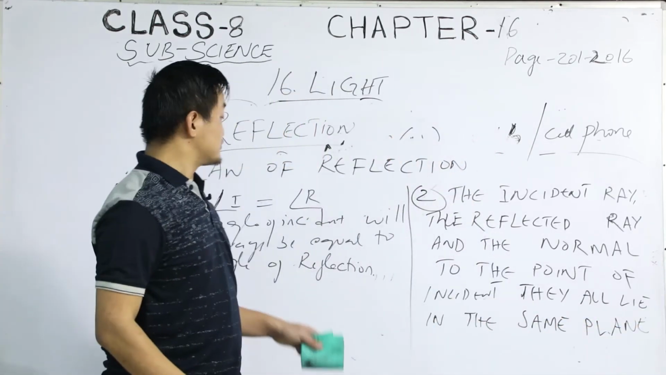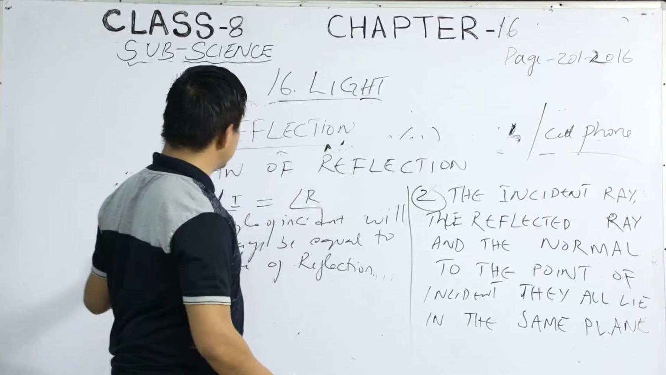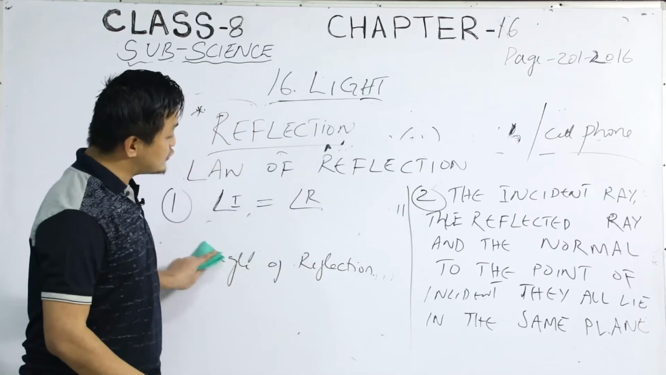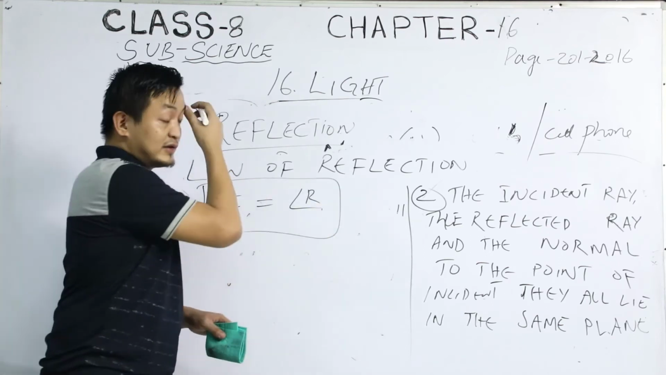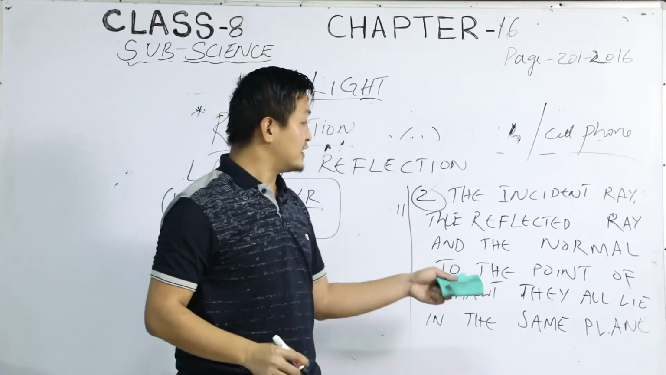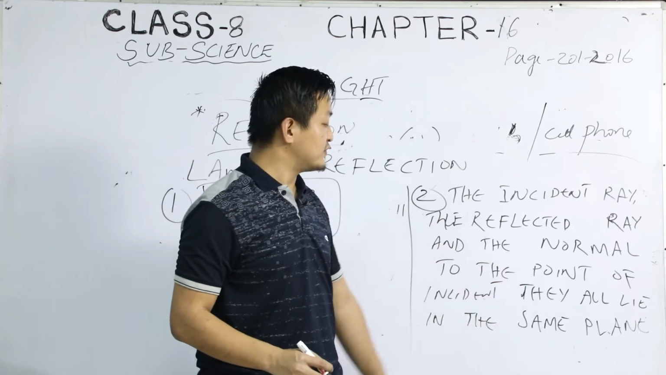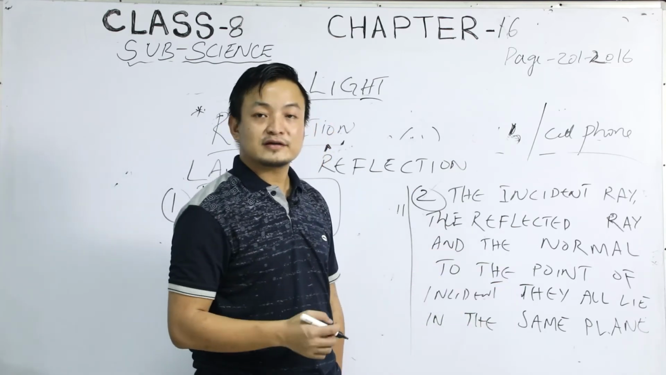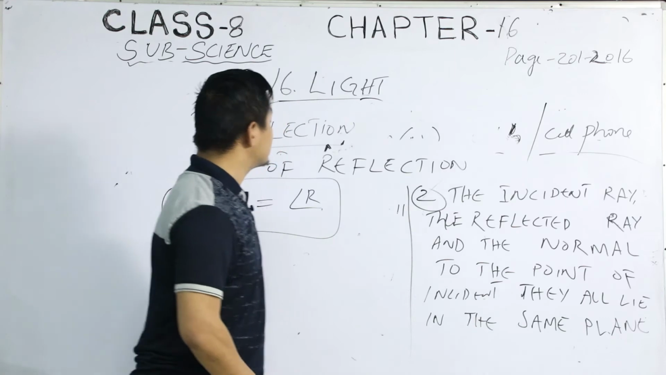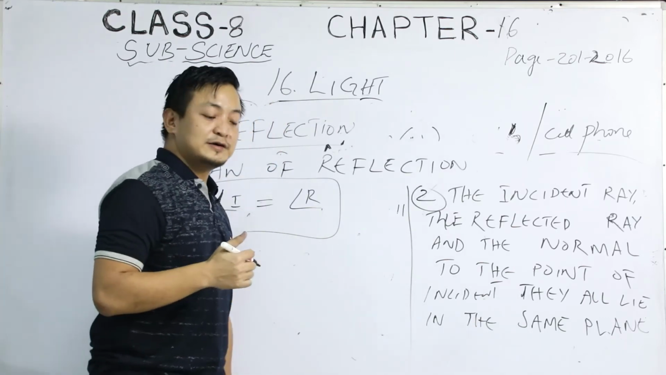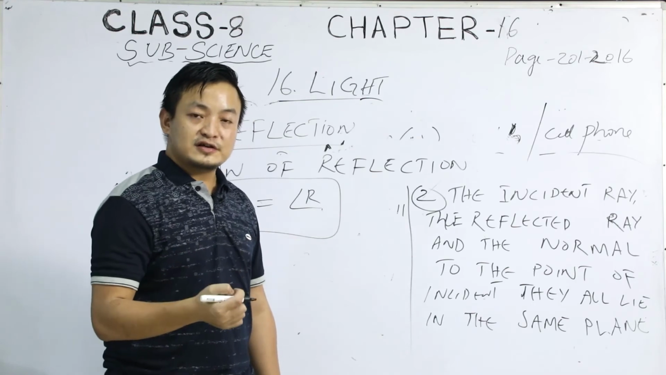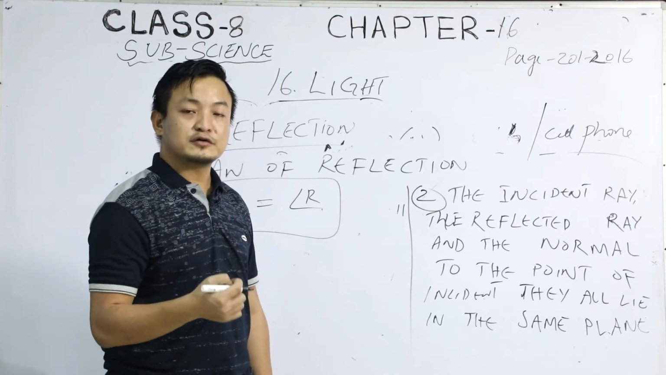Clear? So students, the first law is very simple: the angle of incidence is equal to the angle of reflection. Now the second law is that the incident ray, the reflected ray, and the normal to the point of incidence all lie in the same plane. So I'm sure you are clear with the laws of reflection. Now we will study regular reflection and irregular reflection.